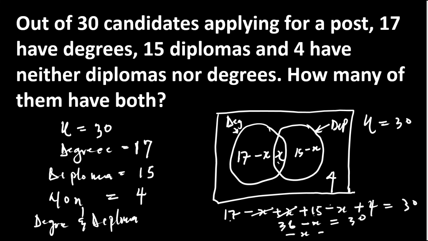Obviously, minus X will be equal to 30 minus 36, which is equal to minus 6. Our negative sign will cancel our negative sign. Definitely X now will be equal to 6. So I can confidently say that those who have both diploma and degree are 6 candidates.